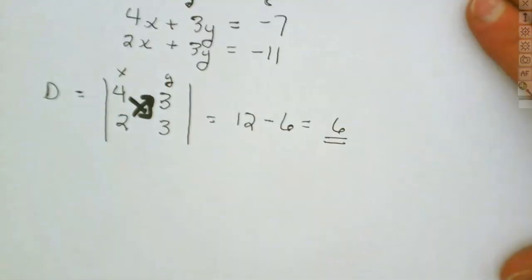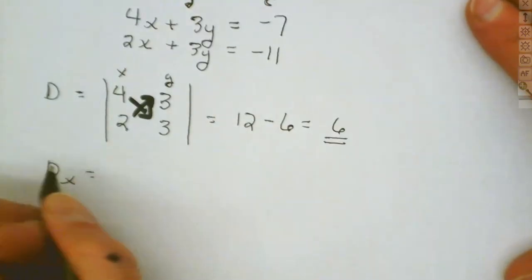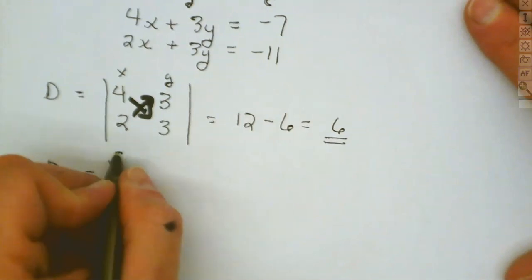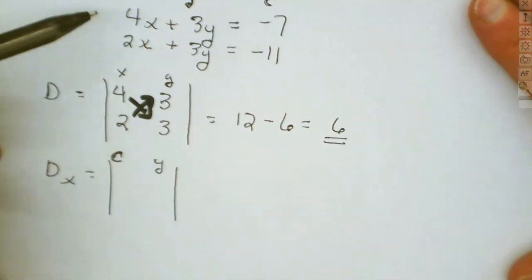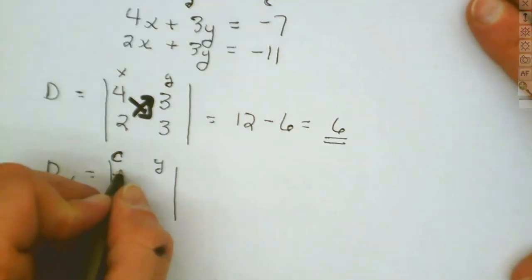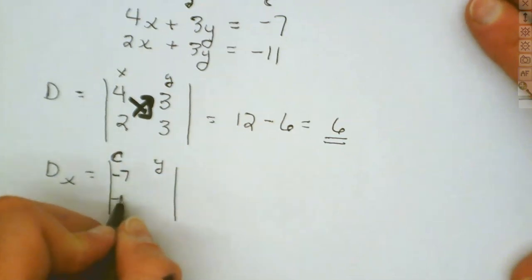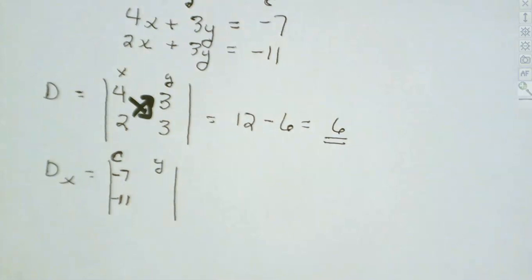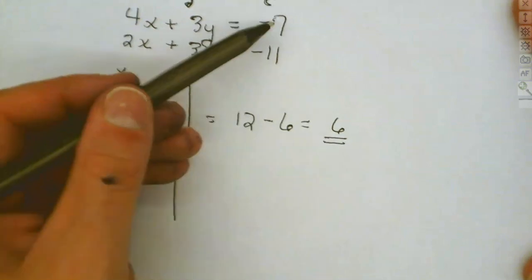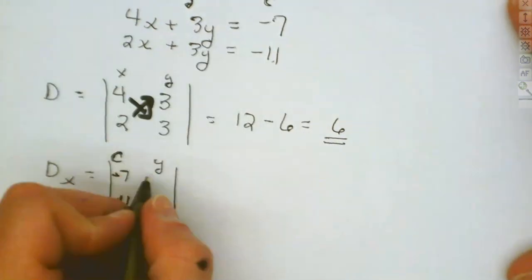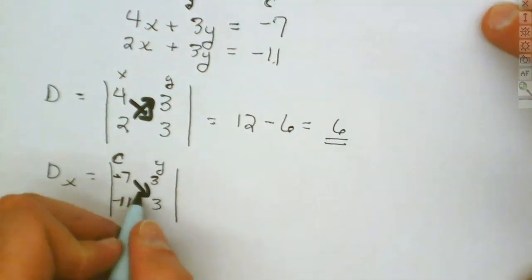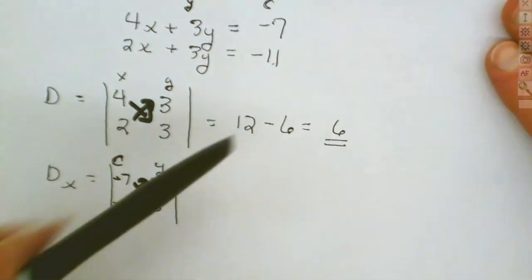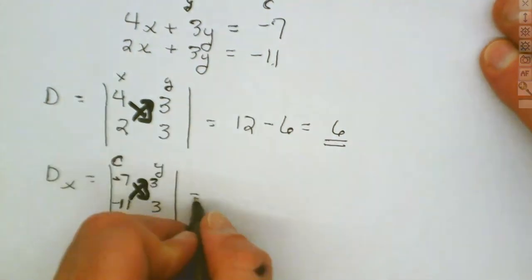So what's Dx going to be? Well, for Dx, we replace the x with the c. So what are our c's? Our c's here are minus 7 and a minus 11, right? Let's double check and make sure we copied everything down correctly. So minus 7, minus 11. What are our y's? 3 and 3. Draw your x and subtract. So when we do that, what do we have?